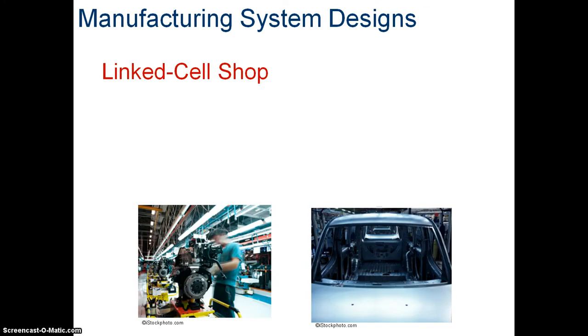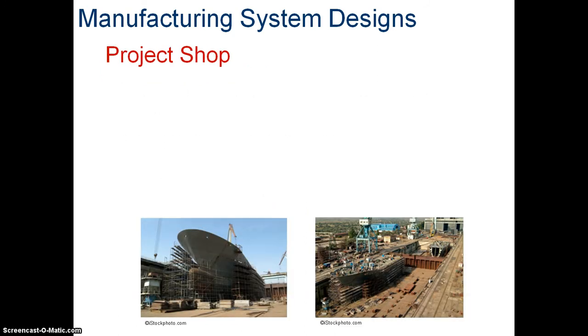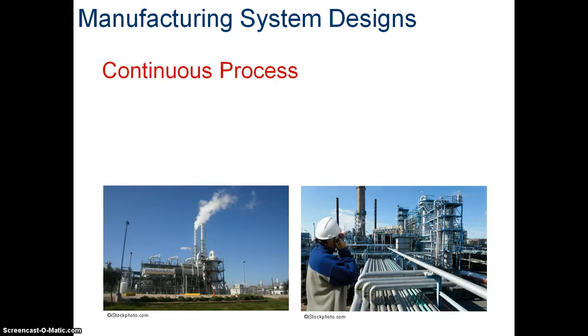And the linked cell shop. This is the engine assembly plant which we see in the presentation photo, and the second is the glass fixing photo. This is the lean production system, and a one piece flow system can be done in the linked cell shop. In shipbuilding, the product cannot be easily moved during production. Production processes are brought to the product. Examples: shipbuilding, airplanes, locomotives, and heavy equipment manufacturing.